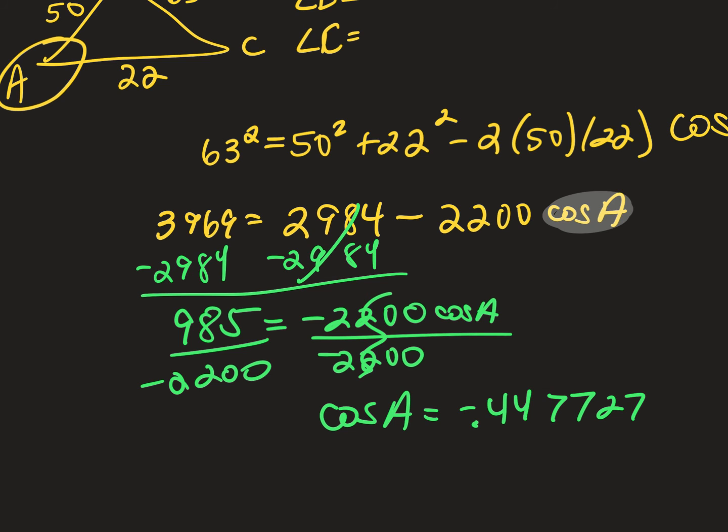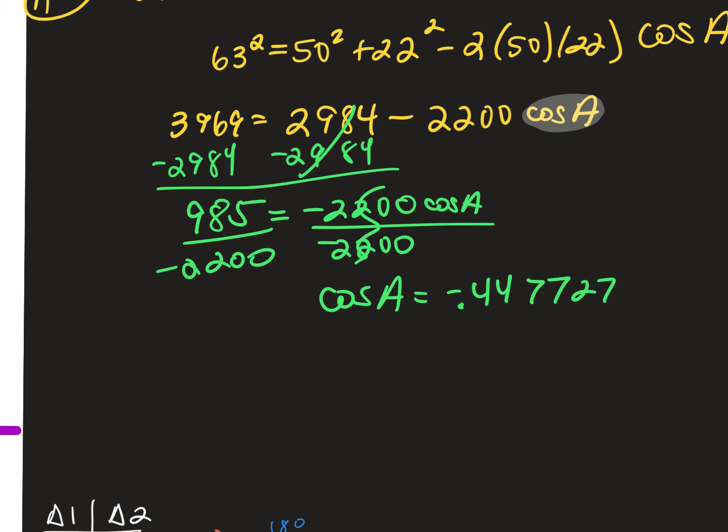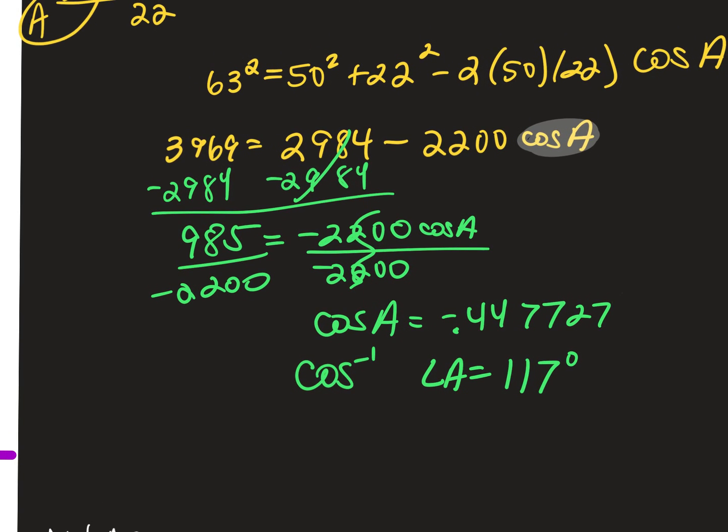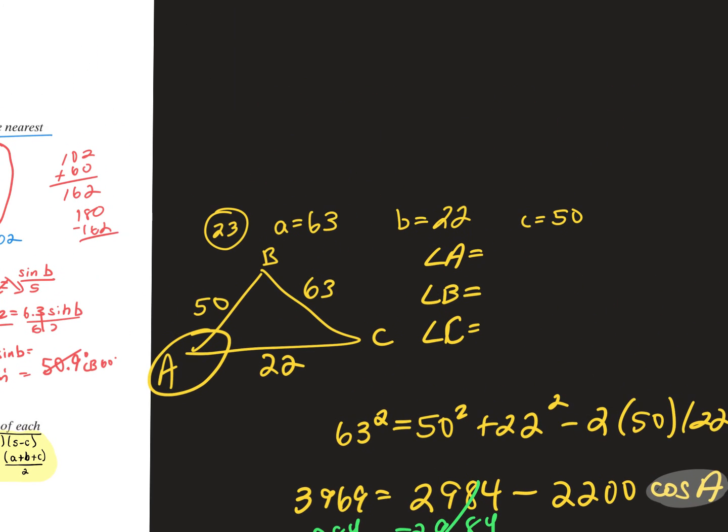not exist. But I don't want the cosine of A, I want the inverse cosine of A. I want to know what angle A measures. So hit second cosine, second answer. And what do you guys get? 116.597? So we should get about 117 degrees. Angle A is about 117 degrees. So angle A is 117 degrees.